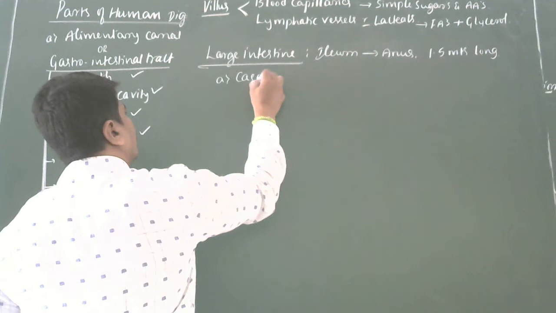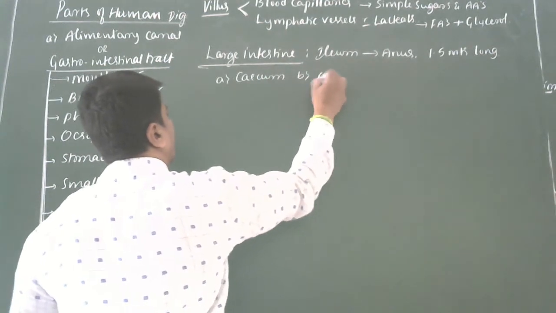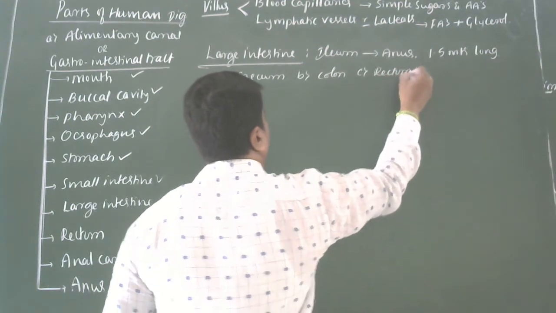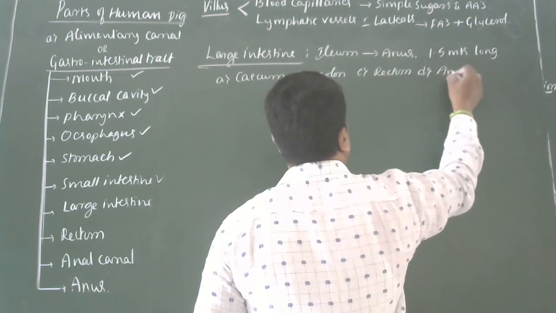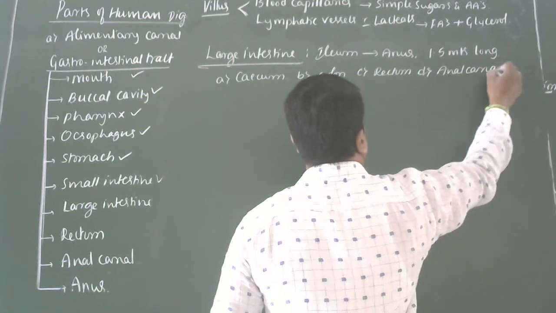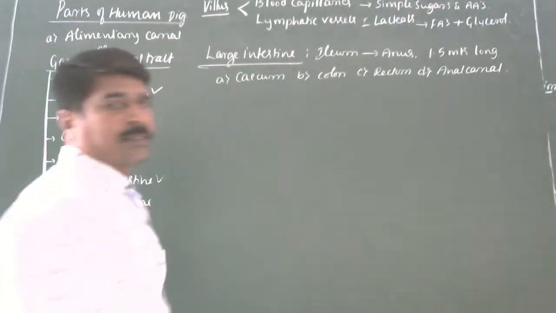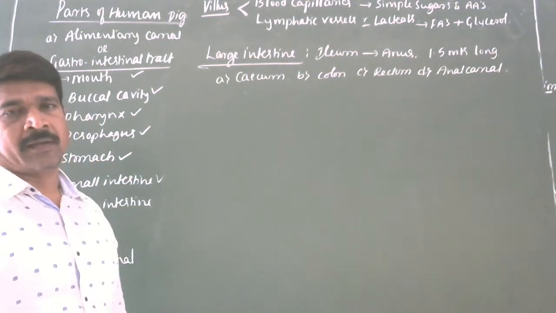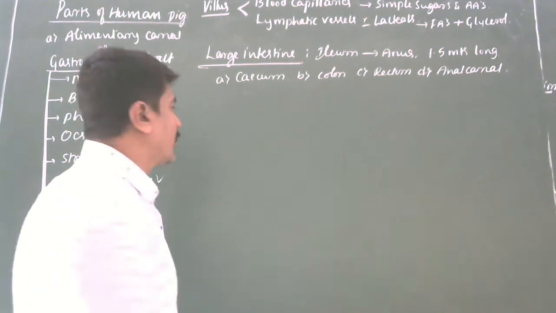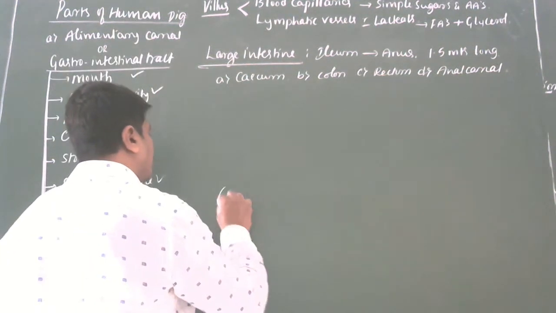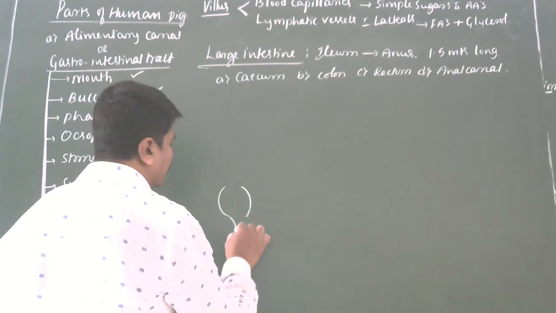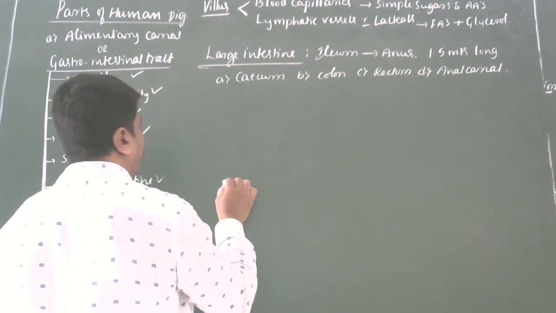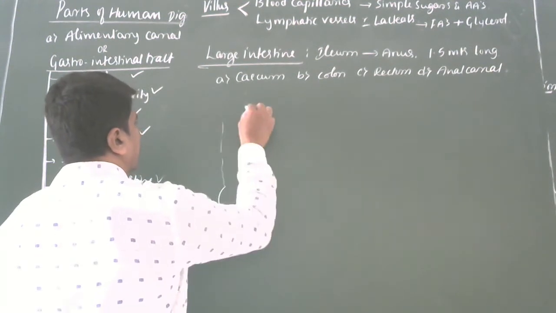The four parts of the large intestine are the cecum, colon, rectum, and anal canal. So this is the large intestine. What I am writing here is called the cecum, and this is the colon.